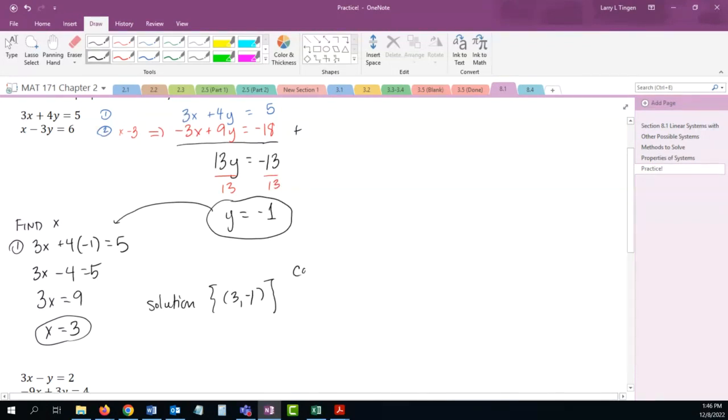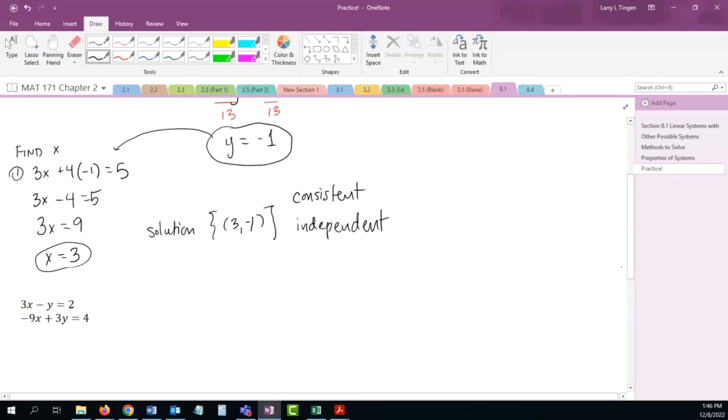And that system is consistent because it has at least one solution, and independent because the two lines are unique. All right, next.